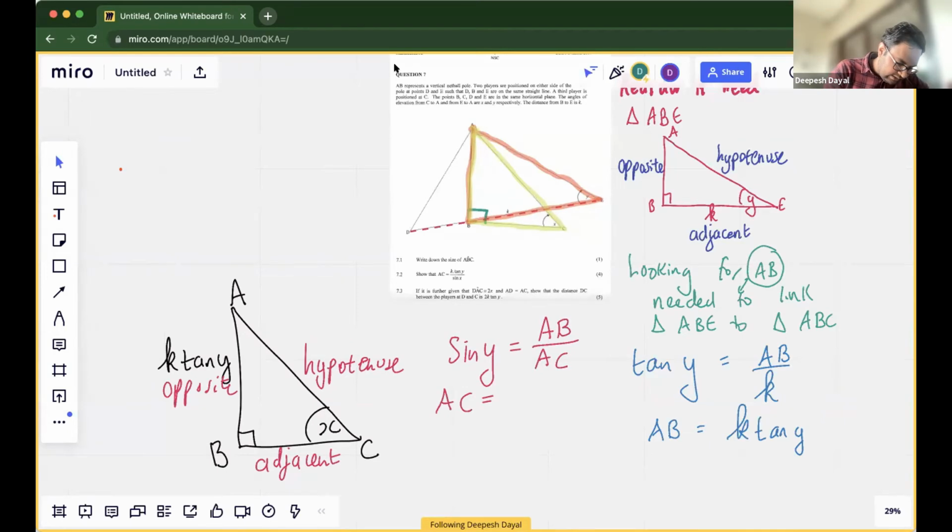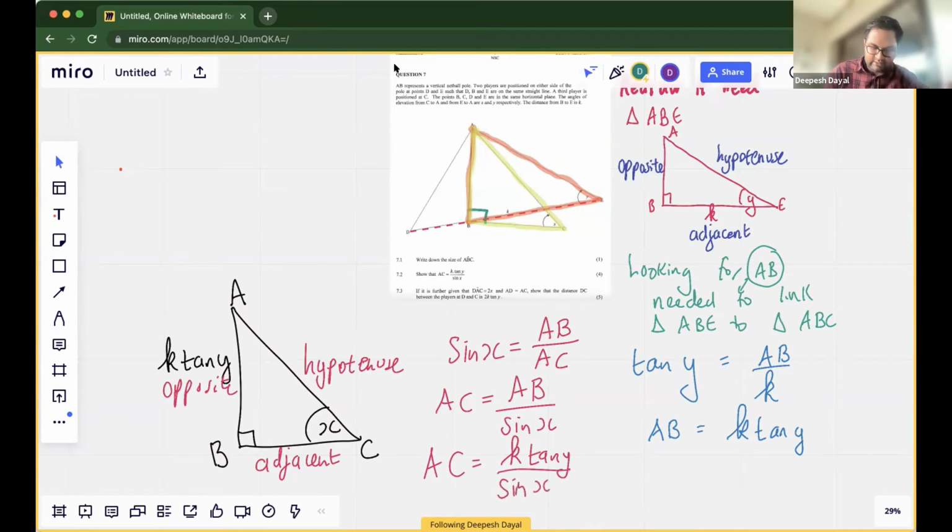Sine X, sorry, I wrote that wrong. It's sine X. So AC equals AB over sine X, right? And we had AB, which is K tan Y. So AC equals K tan Y over sine X. Yeah, that is it, and that's how we find AC. Okay, great. Thanks for that, Itumeleng. That's great stuff, and thanks for helping me find that.